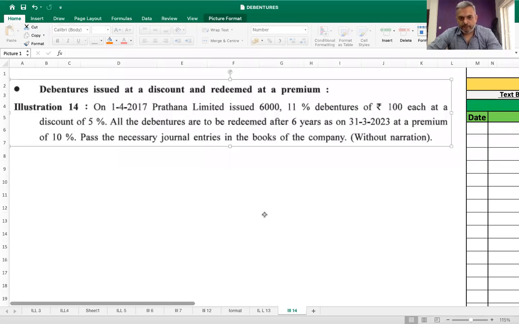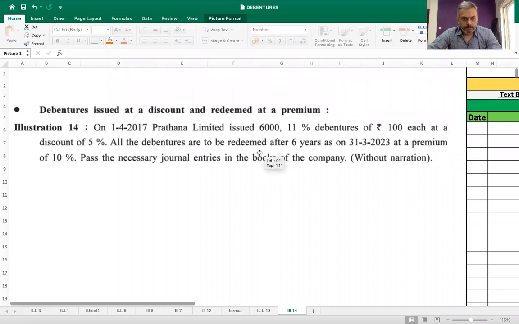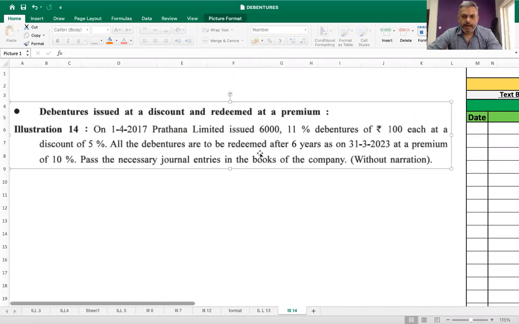Now, illustration 14, again a typical one. Debentures issued at a discount and redeemed at a premium. So now see what sort of debentures are these. Now you are issuing at a discount, meaning you are collecting amount less than the face value, but you are paying more than the face value. यानी double नुकसान. एक तो discount का नुकसान and then redemption at a premium, that is also your loss. So let's check this out.